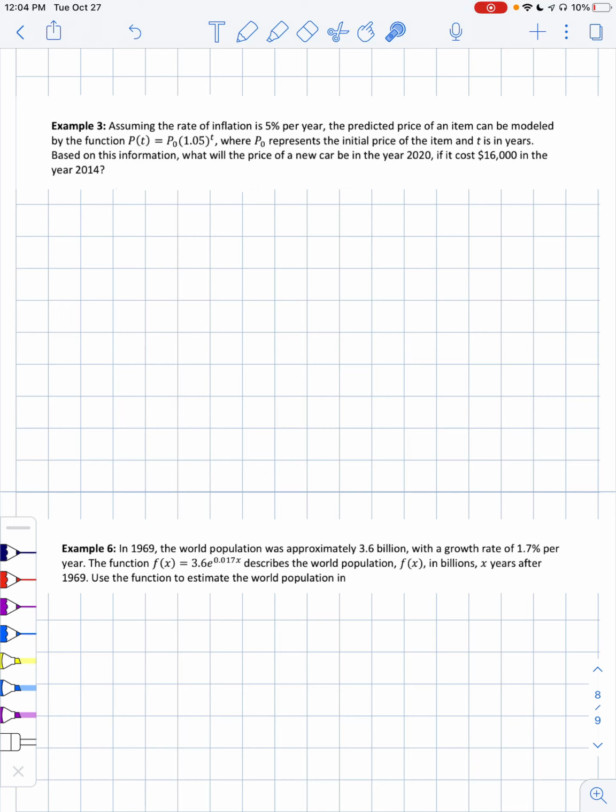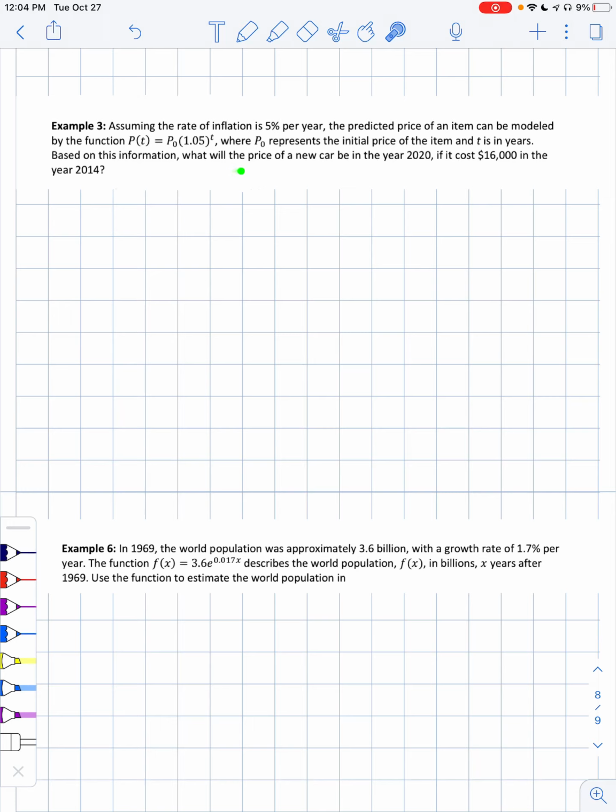Okay. Now the reason it's 1.05 is because since it's increasing at 5% per year, the 1 is saying you're taking whatever your starting price is and then you're adding the 5% to it. So it's 100% of what you already have plus the 5% inflation rate. Okay, so if we're given this model, it says that our t is in years on this one.